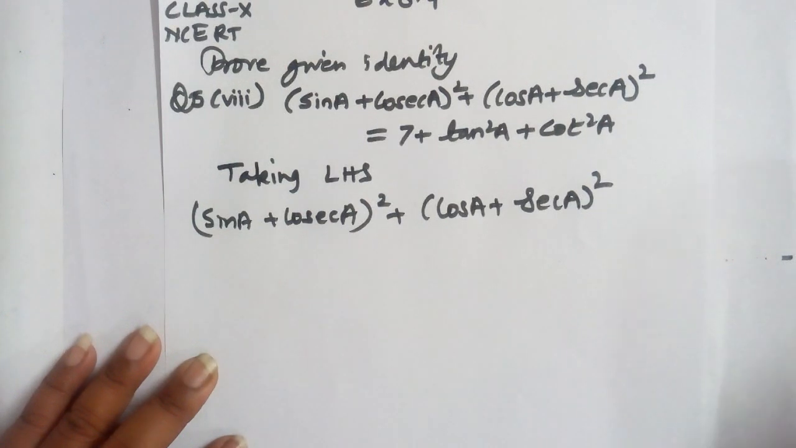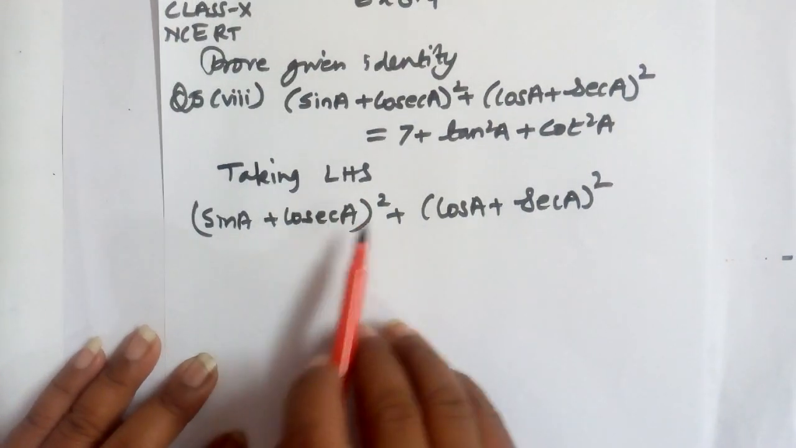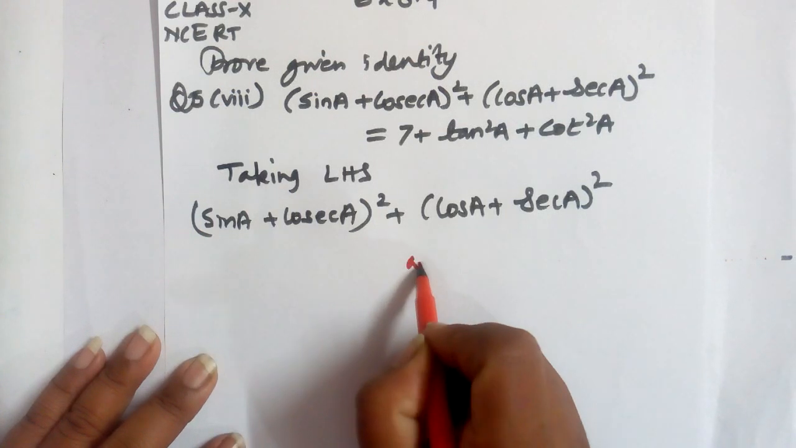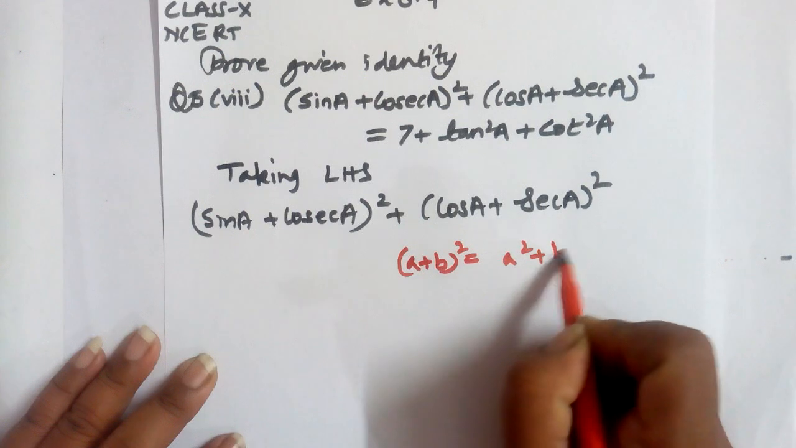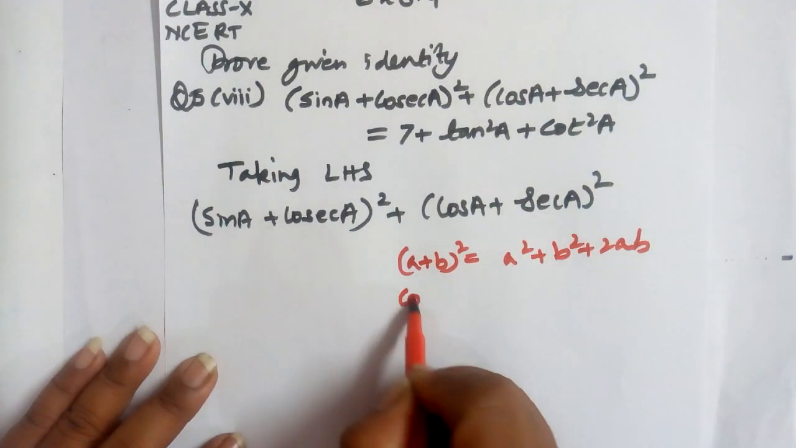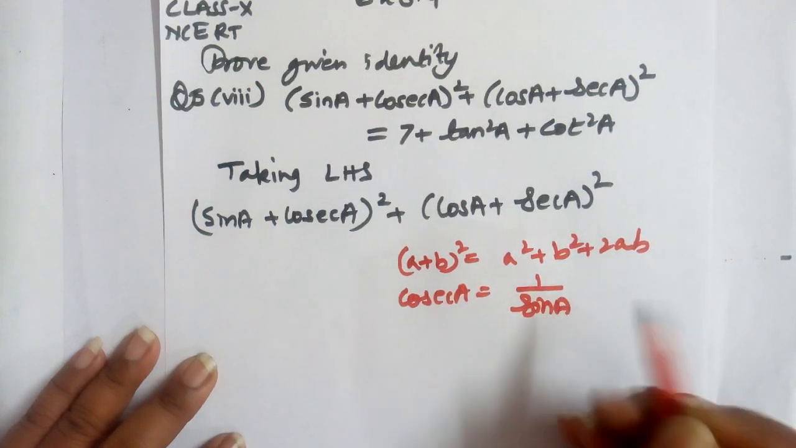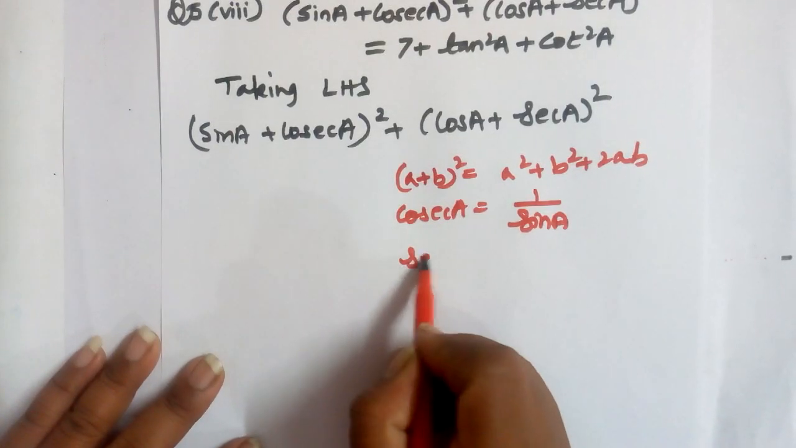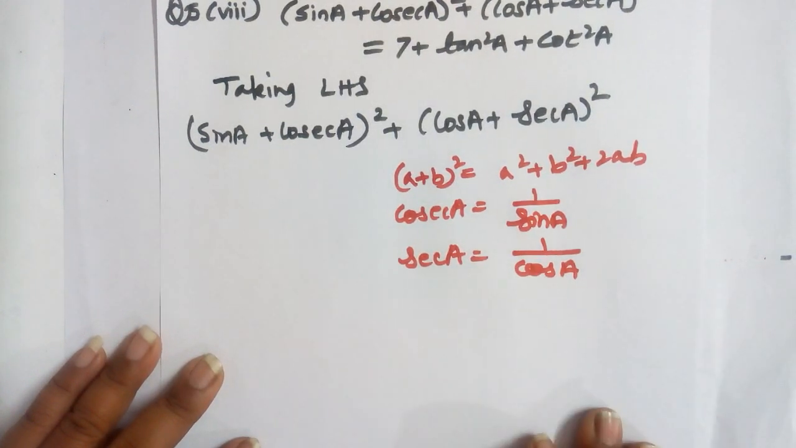Here we are going to use a few identities that we know, because the whole square is there. So first of all we will use (a plus b) whole square is equal to a square plus b square plus 2ab. You all know that. And we know that cosec a is equal to 1 upon sin a, and sec a is equal to 1 upon cos a. So we are going to use these three.